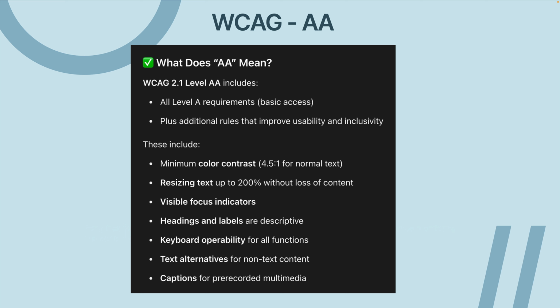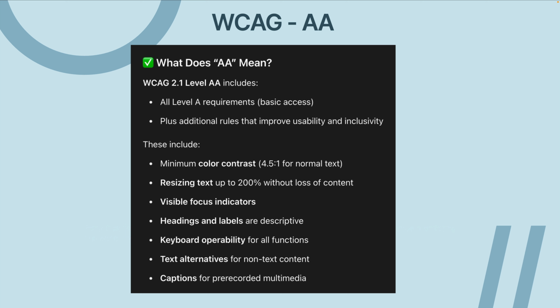So what does AA mean? Well, it includes all level A requirements, basic access, plus additional rules that improve usability and inclusivity. Some of the examples would be minimum color contrast, and resizing text up to 200% without loss of content.